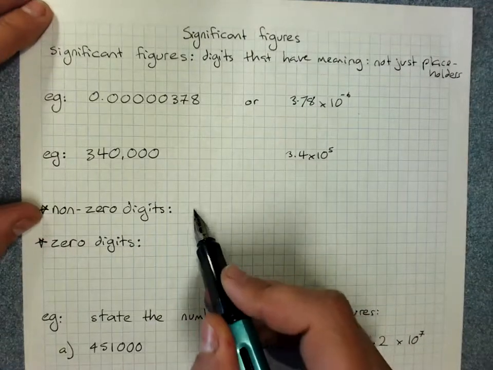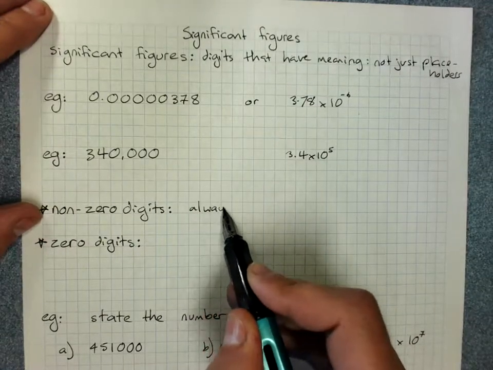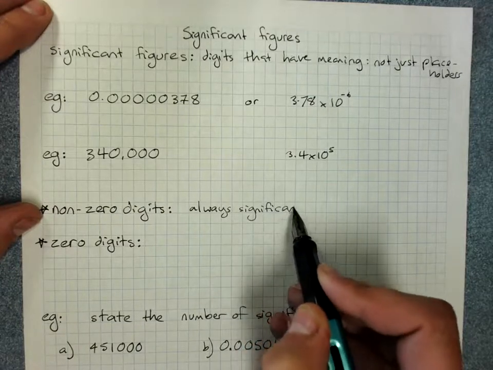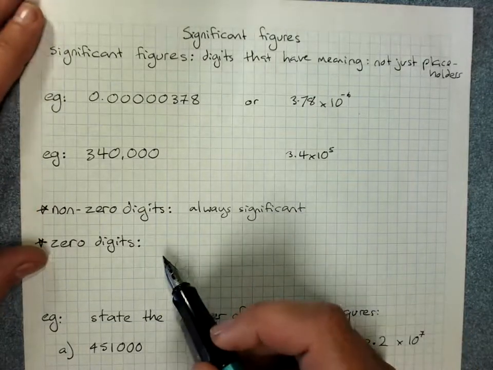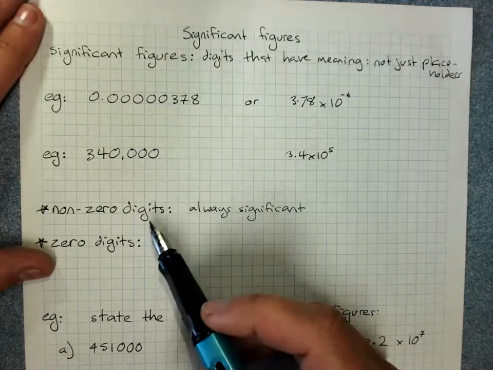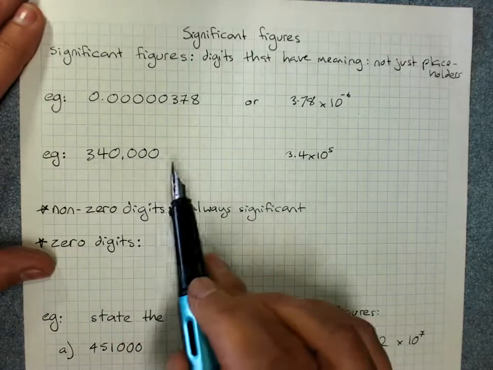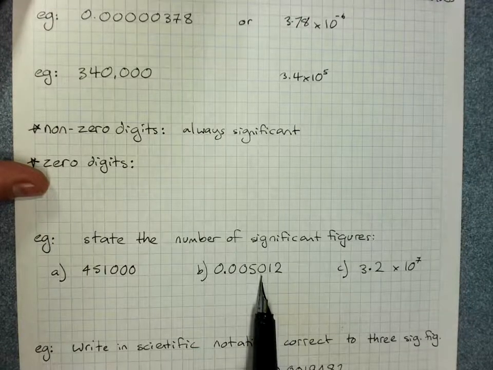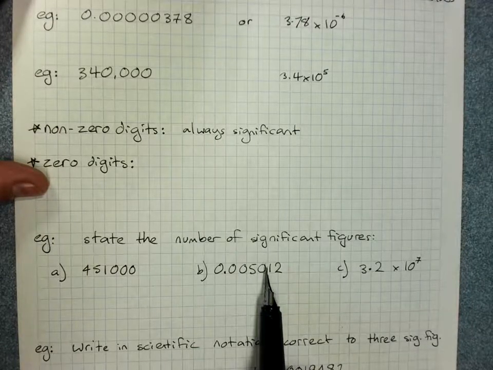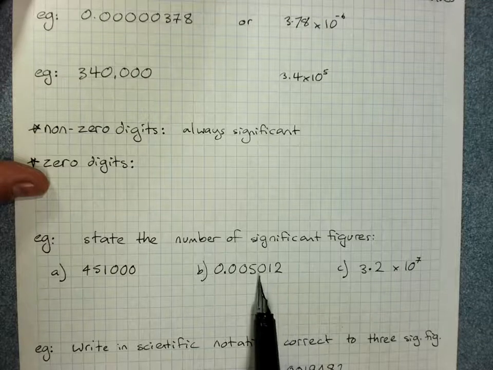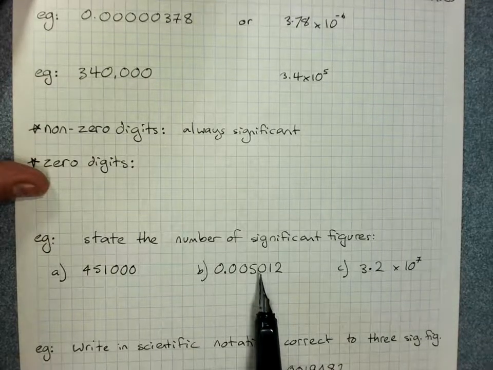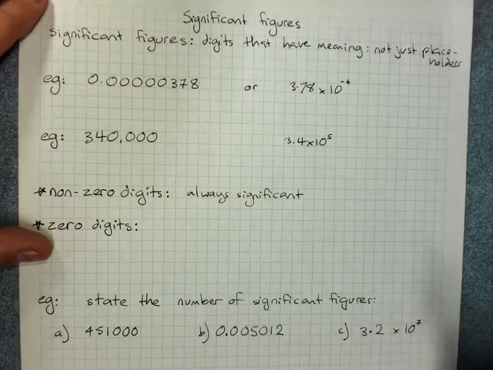Non-zero digits are always significant. And 0 can be significant if it's in between non-zero digits. So this one here, this 0 is significant because for that to be there and other numbers after it, we actually have to know that that's an accurate 0. It's not just that we didn't bother measuring it.